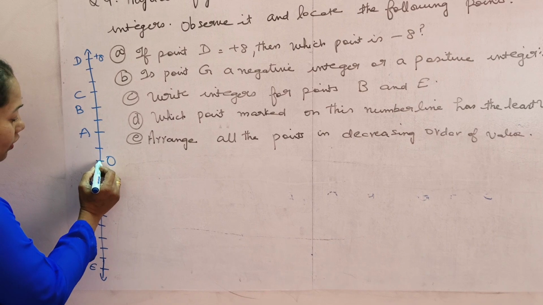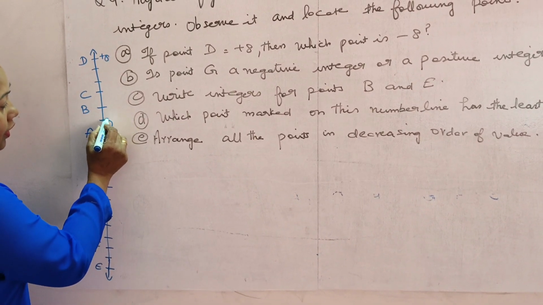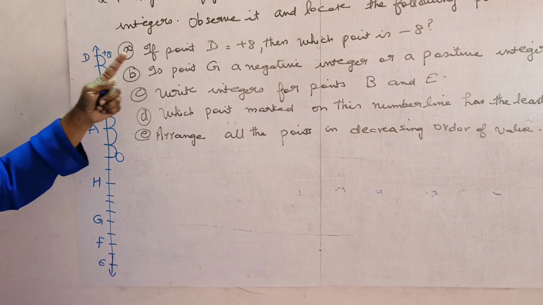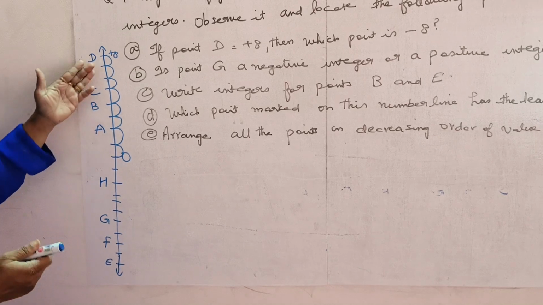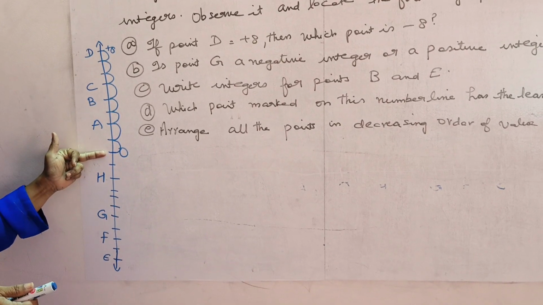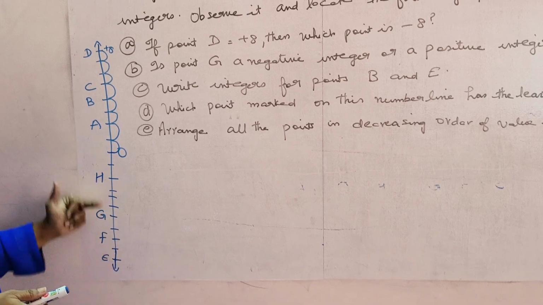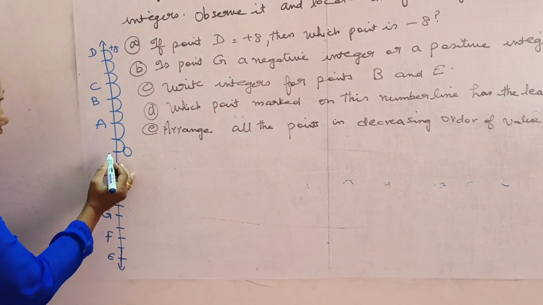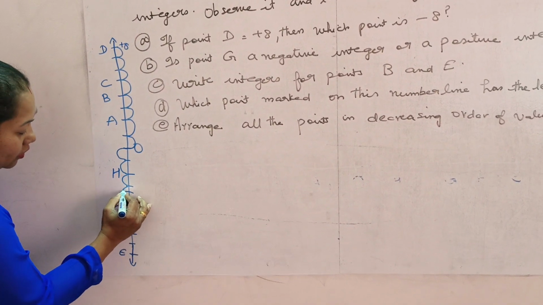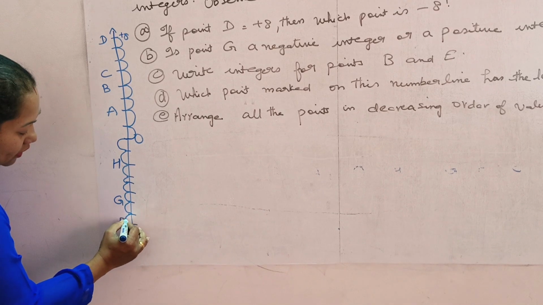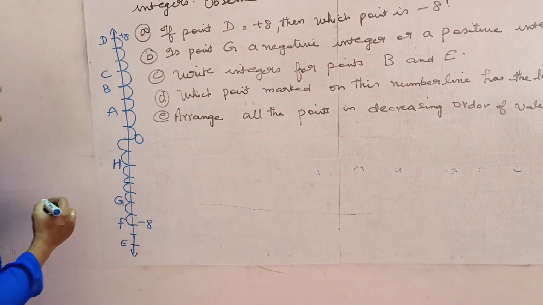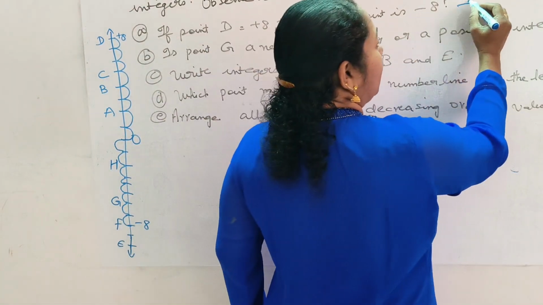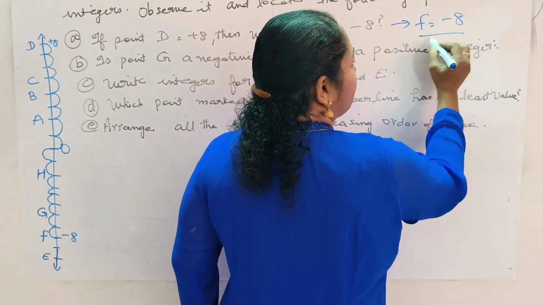D is plus 8, means from here onwards 1, 2, 3, 4, 5, 6, 7, 8. D is plus 8. Then which point is minus 8? When it is 8 here, then this will be 0. So from here onwards we will go to the other side, that is the negative side, and we have to find where is minus 8. Let us see: 1, 2, 3, 4, 5, 6, 7, 8. So this is minus 8. So we will say F is equal to minus 8. Which point is minus 8? F is equal to minus 8.